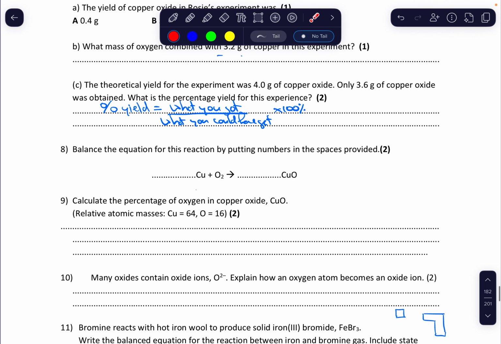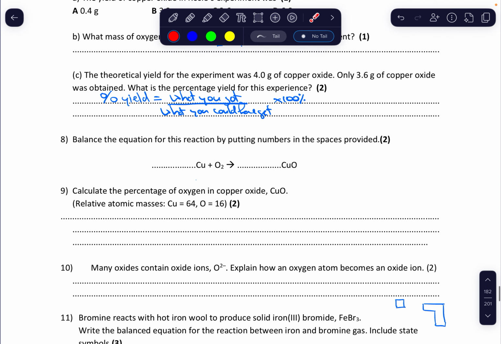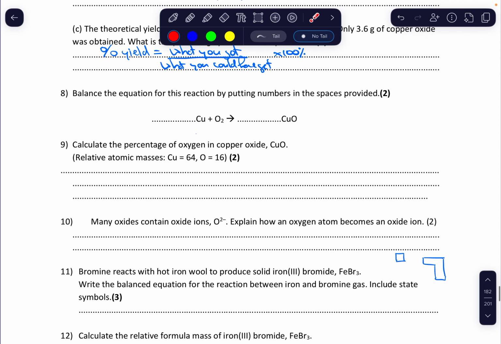Then we've got a balancing equation, so have a go at using your method to do that. And the next 2, hopefully, again, should be fairly straightforward. To work out the percentage by mass, we've already used a formula to help us to do that earlier on. And then explain how we form oxide ions from atoms.